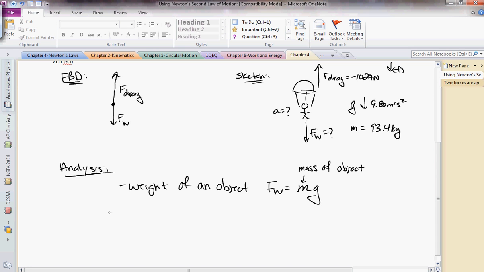So to calculate this weight, I'll say that the weight of the skydiver is his mass times the acceleration due to gravity, which is 93.4 kilograms times the acceleration due to gravity of 9.80 meters per second squared.